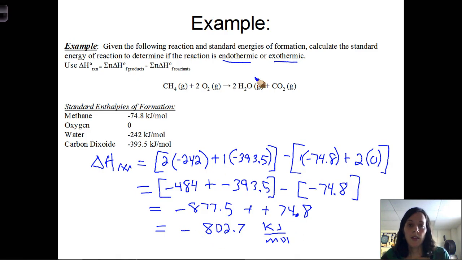So now we need to answer the ultimate question: is this endothermic or exothermic? And that all boils down to this sign. Since it's a negative sign, it is an exothermic reaction. And that's it for this video today.